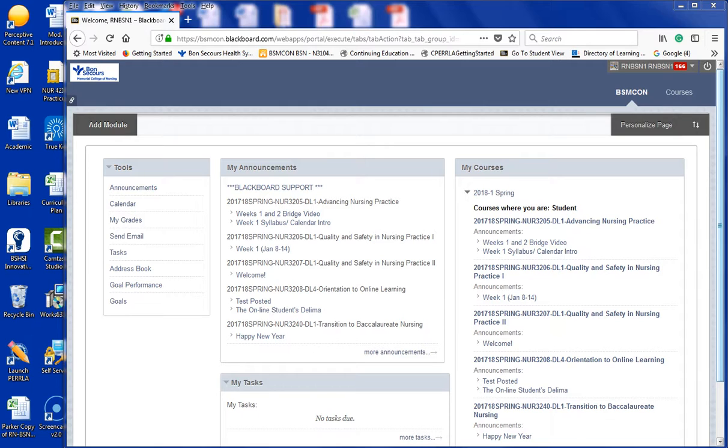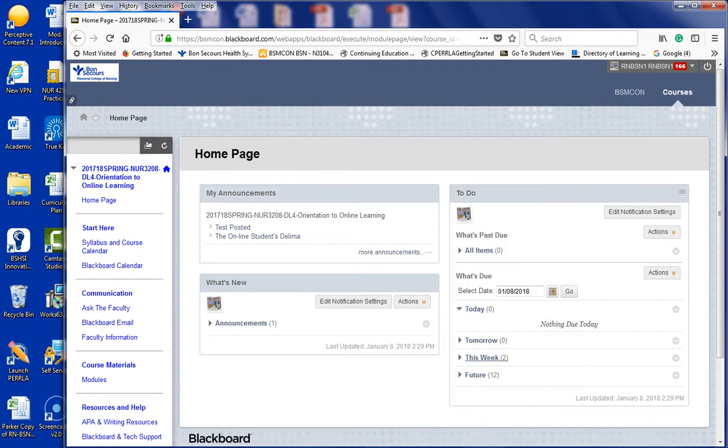I want to spend some time today orienting you to Blackboard and showing you around the course a little bit. This is where you'd land when you log into Blackboard, and you would see something similar to this. The course is where you are a student. We're going to Orientation to Online Learning, and we're going to start with the syllabus.